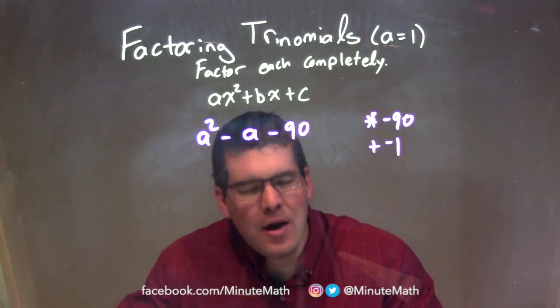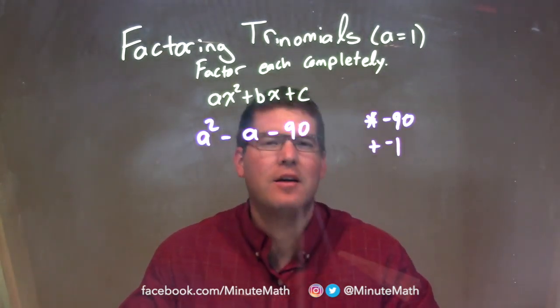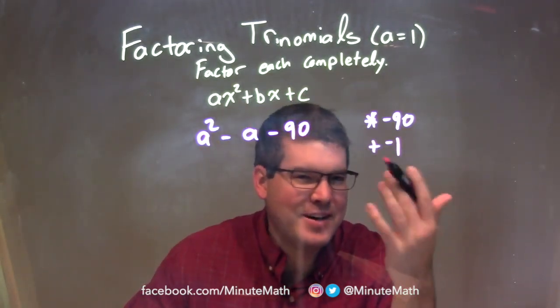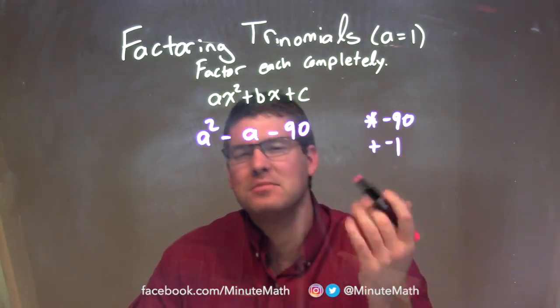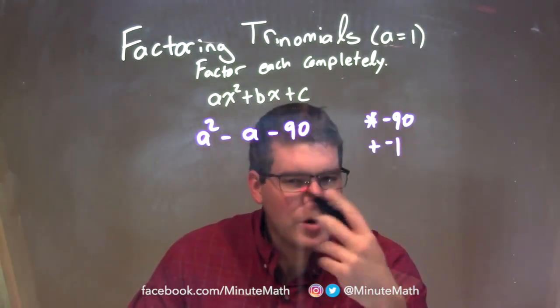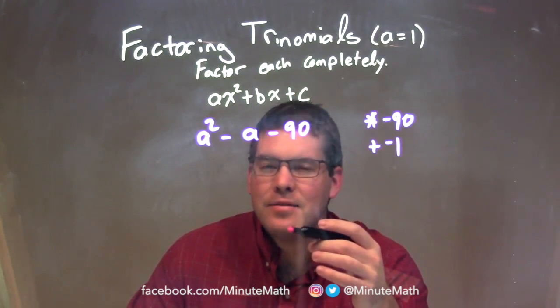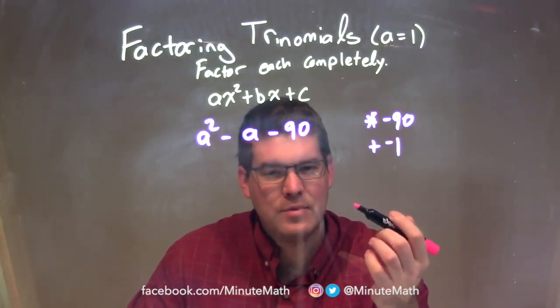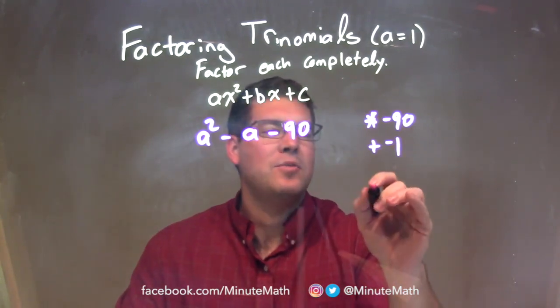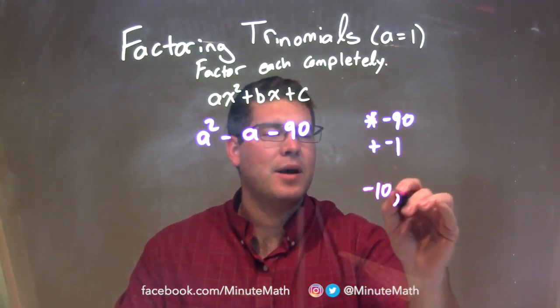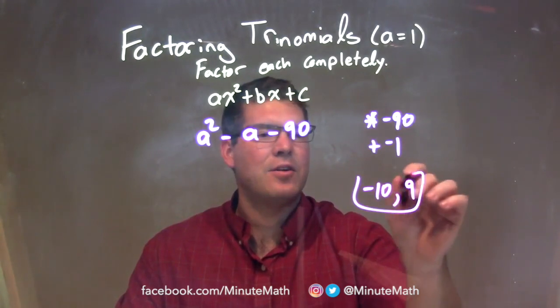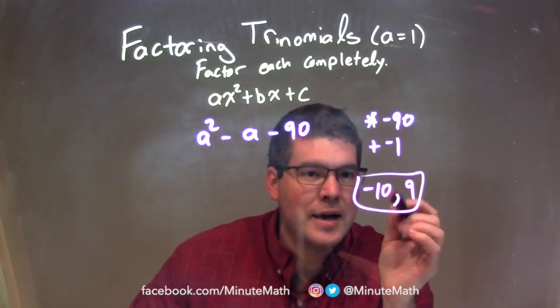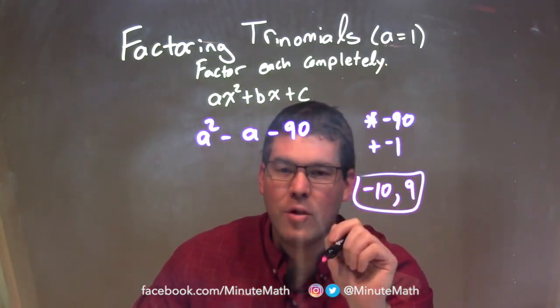So 90, I thought of two numbers that are easy to multiply to be 90. That's 9 and 10, right? 9 times 10 is 90, but we're negative 90, so one of them has to be negative. But those two numbers are 1 apart. So a negative 10 plus a positive 9 is a negative 1. A negative 10 times a positive 9 is a negative 90. So my two numbers here, negative 10 and positive 9, together multiply to be negative 90, but when I add them, I get negative 1.